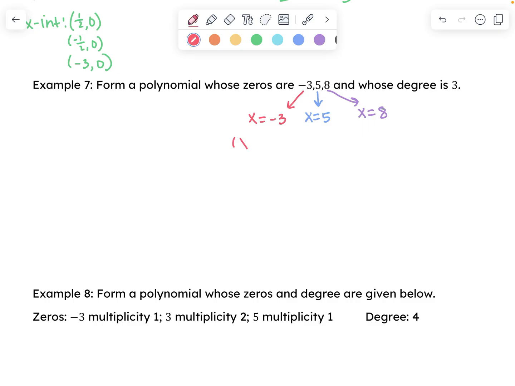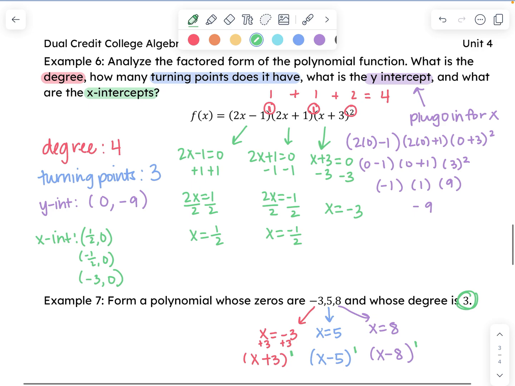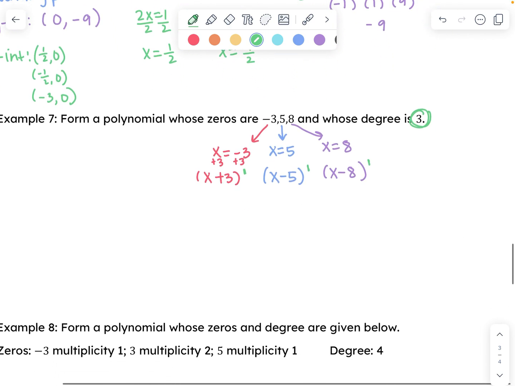So my parentheses here would be x plus 3, because I would add 3 to the other side. Here I would have x minus 5, and here I would have x minus 8. Which, if it's telling us that the degree is 3, that would make sense because we've got 1, 2, 3 parentheses that all have a degree of 1. So if we follow the same rule that we did on example 6 and just add them together, that would give us the degree of 3. But to form that polynomial, we do have to multiply all this out and get down to our y equals x to some power plus or minus x to some power and get all of our terms.